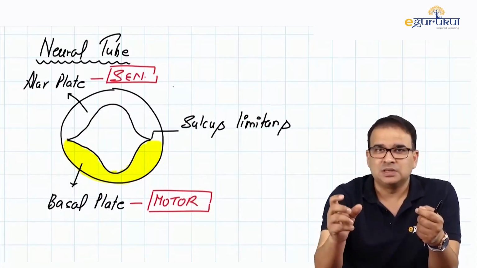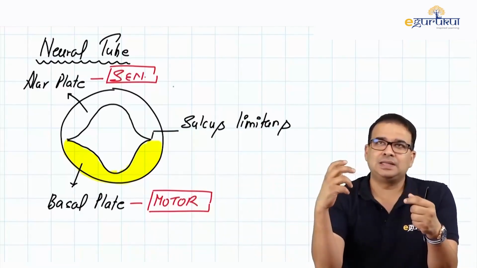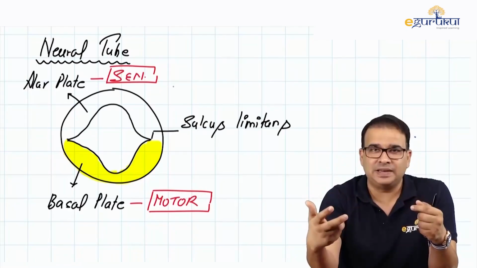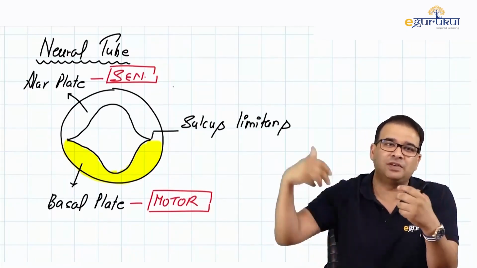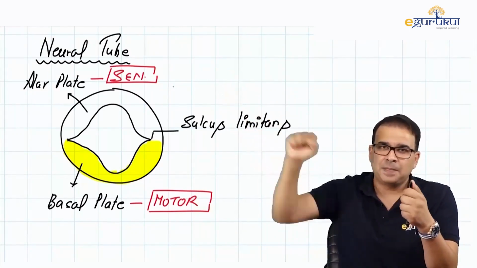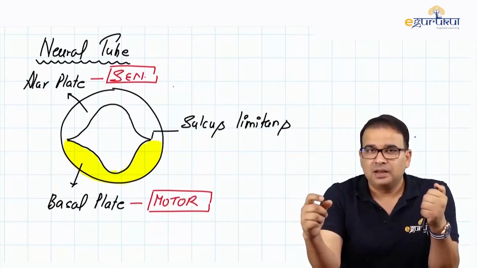It's a motor nucleus. So obviously it will develop from where? The basal plate. If I say, let's say, the nucleus of tractus solitarius, which is for taste sensation, so obviously it will develop from where? From the alar plate. And if I say, let us say, the trigeminal nuclei.